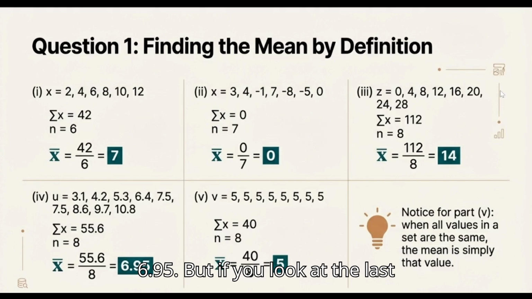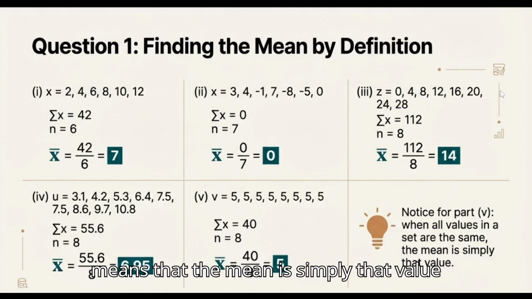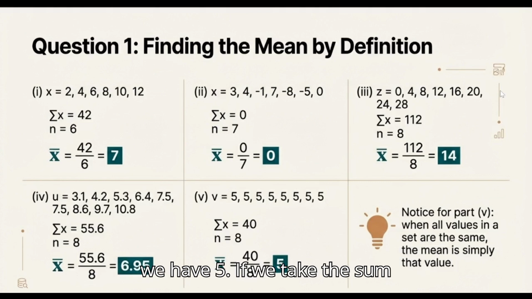But if you look at the last part, here we have the data set with the number of values as 8, but all of the values are 5, 5, 5, 5. So when all the values in a set are the same, that means that the mean is simply that value. We have 5. If we take the sum of all of these values and divide it by the number of values, we're still going to get 5.